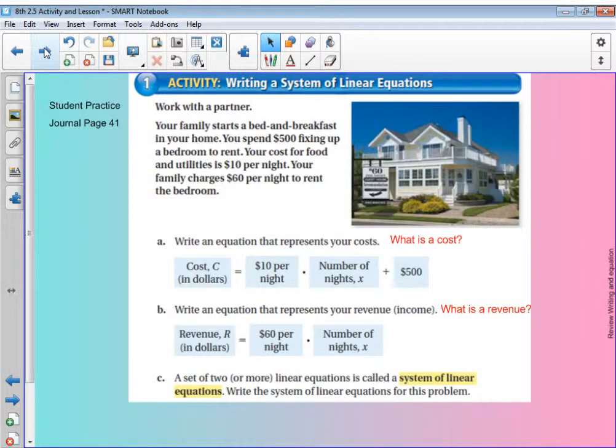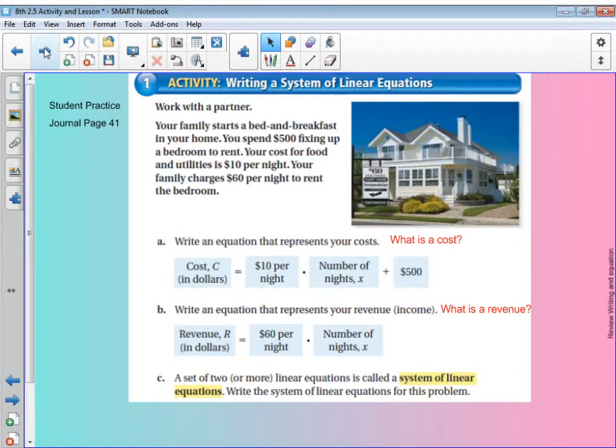We're going to work together on this one. It says work with a partner. Your family starts a bed and breakfast in your home. You spend $500 fixing up a bedroom to rent out. Your cost for food and utilities is $10 per night. That would be when somebody stays. Your family charges $60 per night to rent out that bedroom.